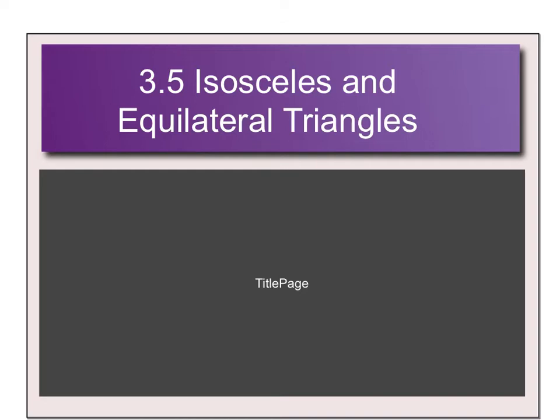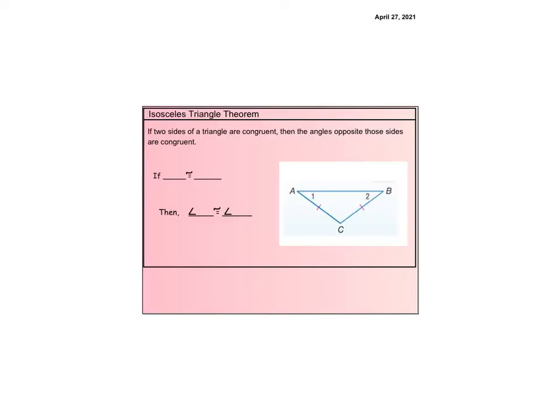So now, on to 3.5. In 3.5, you're talking about isosceles and equilateral triangles. So what are isosceles and equilateral triangles? Isosceles simply means that you have two sides congruent. And remember, equilateral means all sides are congruent. And there are a couple of things that come about when you're talking about isosceles and equilateral triangles. So let's talk about these.